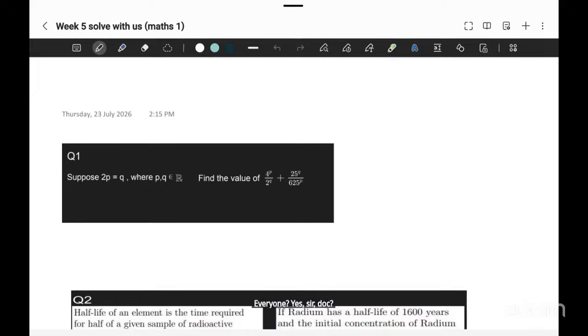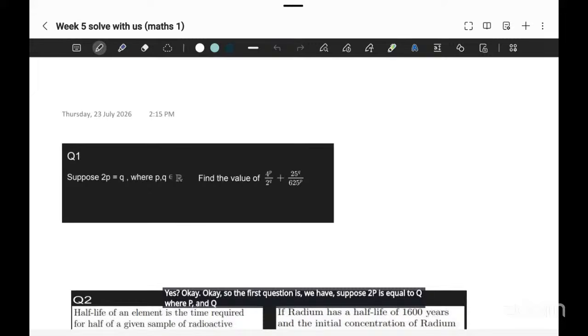Okay, so the first question is, suppose 2p is equal to q, where p and q belong to R, that is, real numbers. Find the value of 4^p / 2^q + 25^q / 625^p. Solve this and tell me what's the answer.